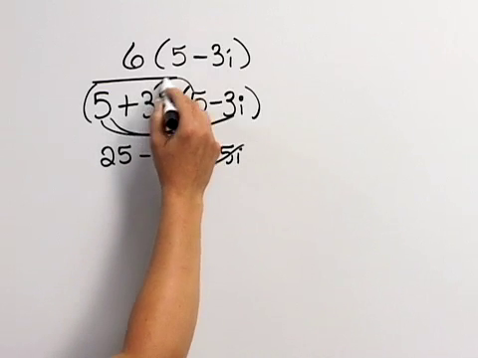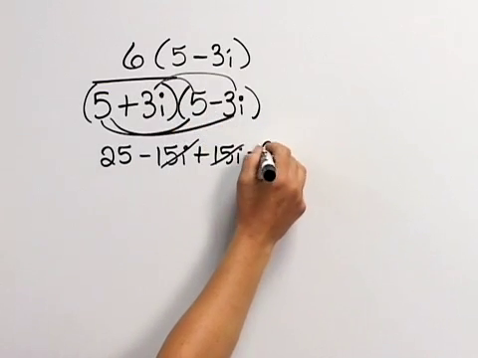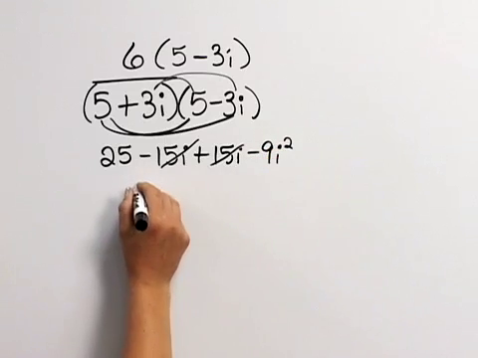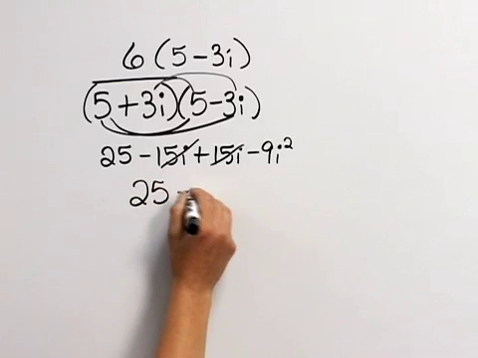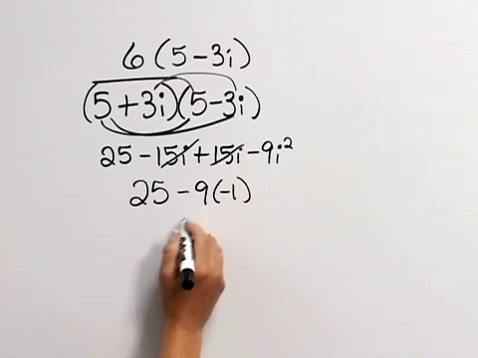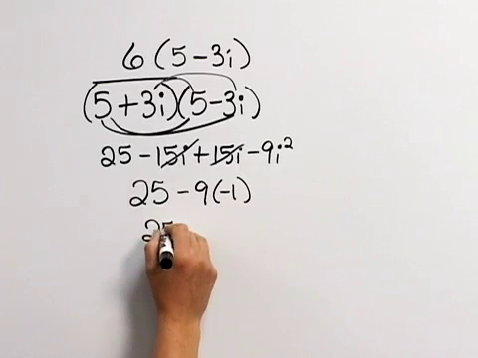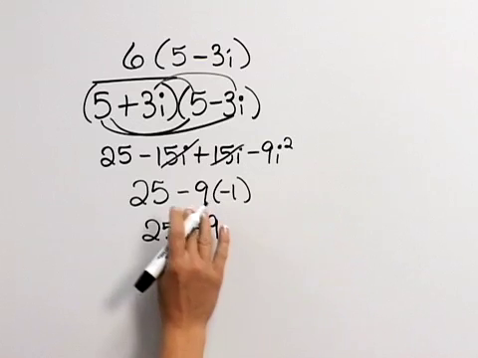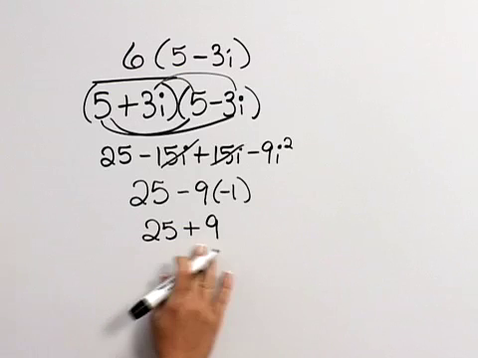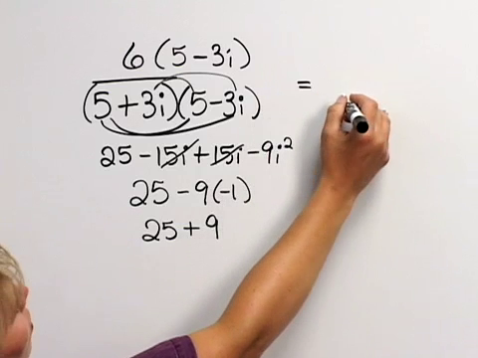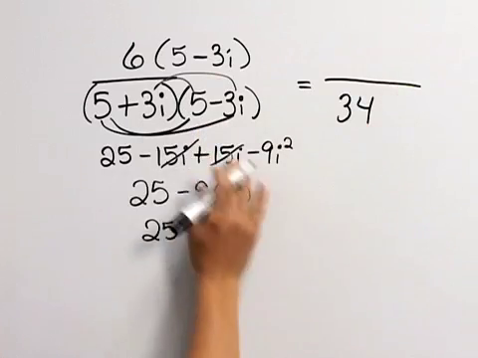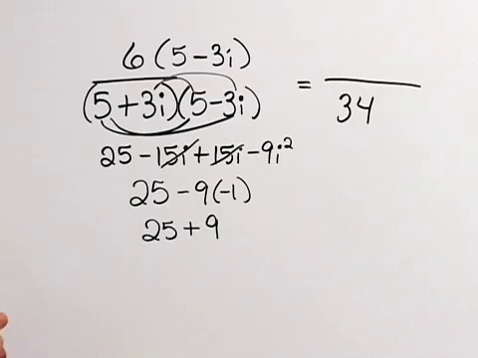And then we have 3i times negative 3i, which is negative 9i squared. Remember, i squared is negative 1, so this is really 25 minus 9 times negative 1. And the double negative here is going to make this 25 plus 9, because negative 9 times negative 1 will be positive 9. So 25 plus 9 actually gives us a denominator of 34. That removes our imaginary number from the denominator.